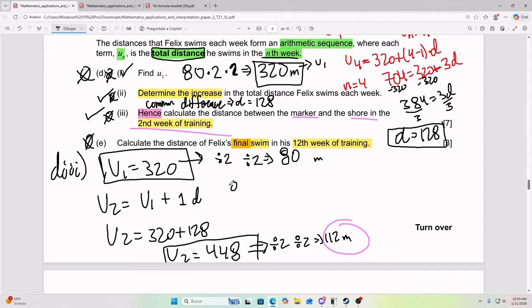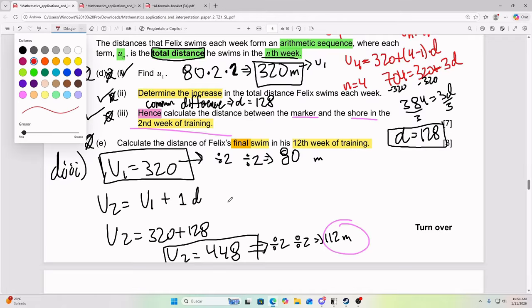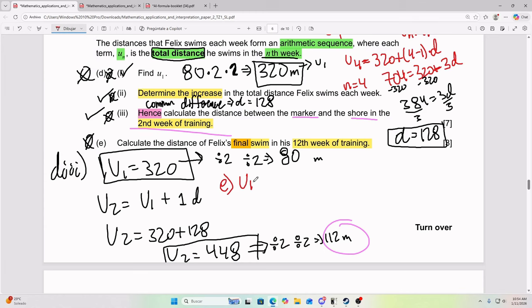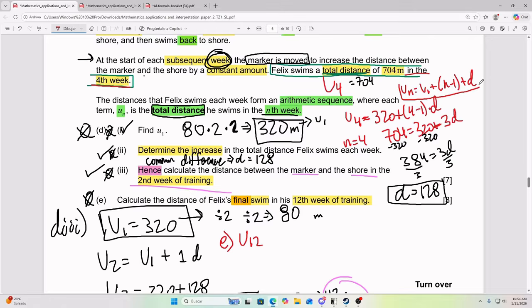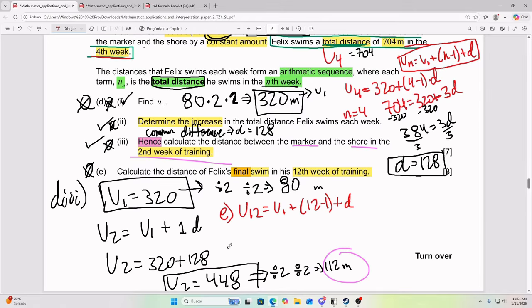So for part E, and let me put it in a different color so that it stands out from the rest, you need to find U12. And so for finding U12, we can use this equation here. So U12 equals U1 plus N, which is already implied is 12, minus 1 plus D. So plugging all of that in, you end up with U12 equals U1, which is 320. Then you have this 12 here, minus 1.